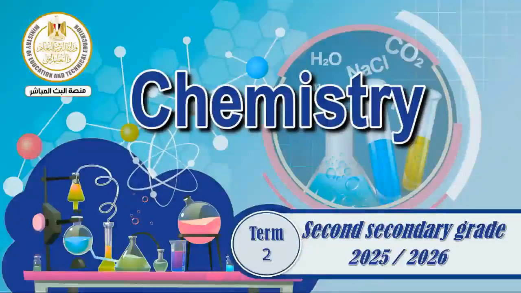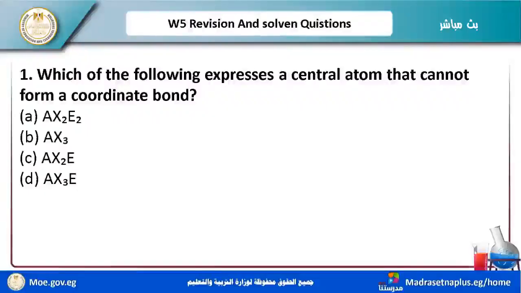معكم مستر حسام حسن. Now session, and we complete the last session of revision and solving of assessments in week 5. For this revision we focus on the central atoms and how you can write the Lewis dot model and the geometric shapes of the molecules. Now we discuss the first question. Which of the following expresses a central atom that cannot form coordinate bonds?